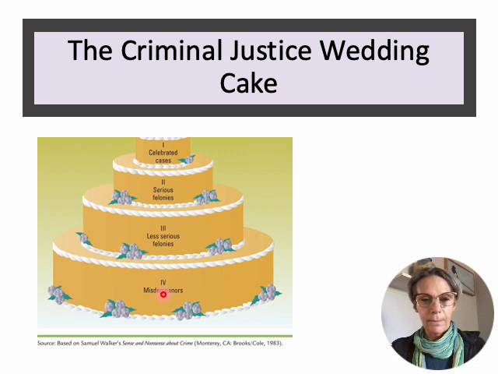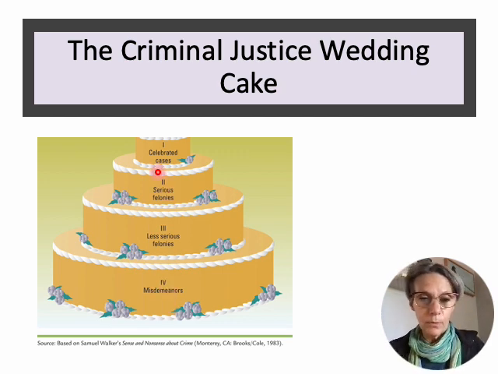The biggest level at the bottom, level 4, are misdemeanors. Those are less serious crimes. They're non-felony crimes. Level 3 are less serious felonies. At level 2 are serious felonies, like manslaughter and aggravated assault. And at the top are celebrated cases. Those are the cases that get a lot of attention from the media because of the celebrity nature of the defendant, okay?